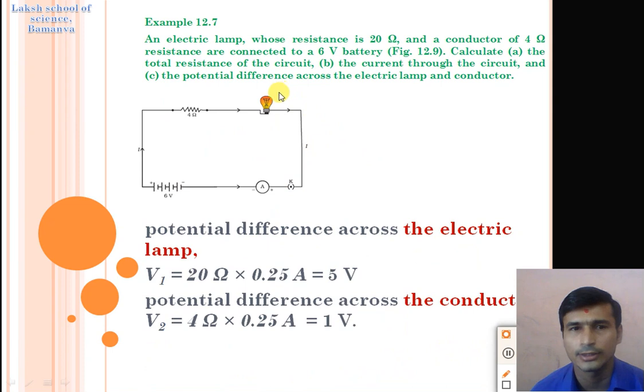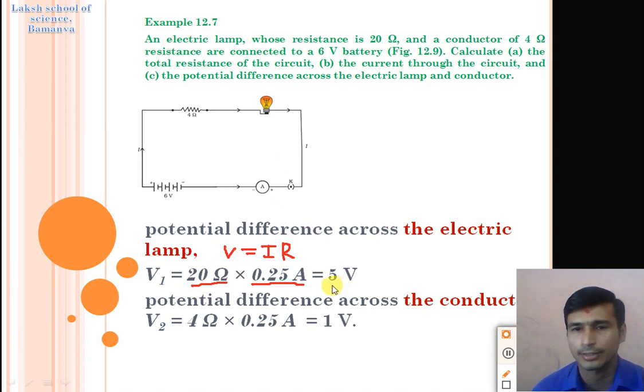So dear students, third question, the potential difference across the electric lamp and the conductor. So how do we calculate the potential difference across the electric lamp? According to Ohm's law, you know that V is equal to I into R. So the potential difference across the electric lamp V1 is equal to the current passing through the circuit I, which is 0.25 ampere, times the resistance of the electric bulb, which is 20 ohm.